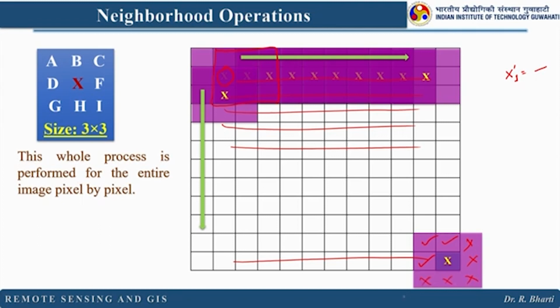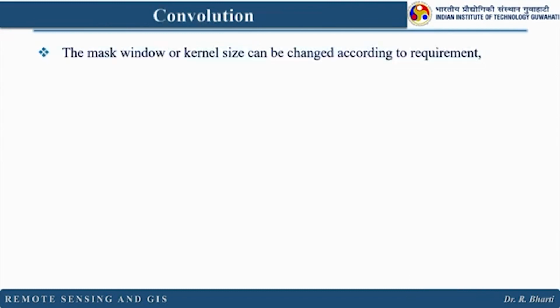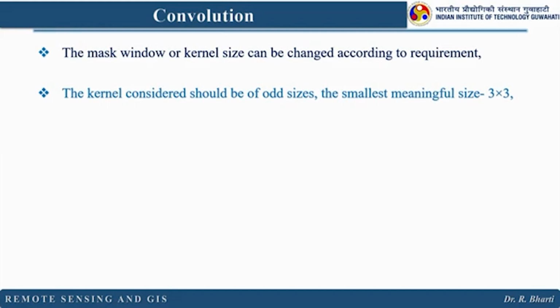So what will happen to these pixels? All the corner pixels or the boundary pixels, that we will see. The mask window or kernel size can be changed according to requirement. So here what is your requirement, whether you want more smoothing or less smoothing, that tells you whether you are supposed to use 3 by 3, 5 by 5 or 7 by 7. So the kernel considered should be of odd size.